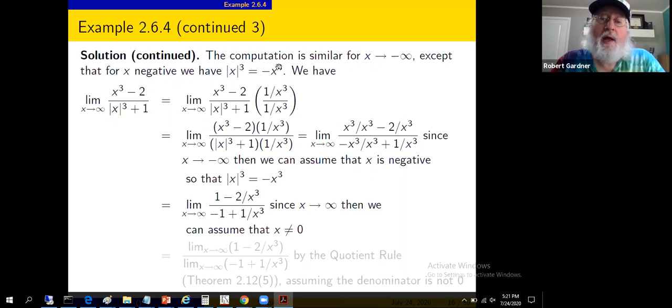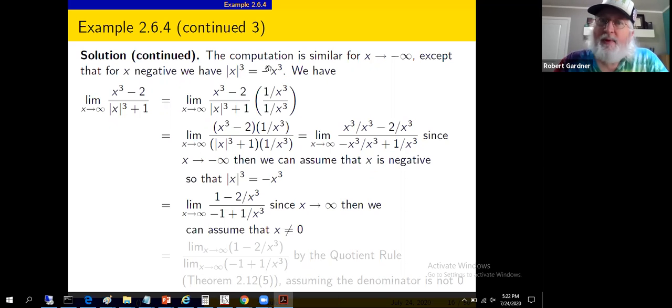The negative out front, and remember, x is negative because x is approaching negative infinity, so it's a big negative number. We've got a negative times a negative. X cubed is negative because x is. So negative x cubed is itself positive. Product of negative times negative is positive, as it should be, to relate it to the absolute value on the other side. So again, it's the second time we've seen this kind of thing. We can get rid of the absolute values by treating it appropriately.